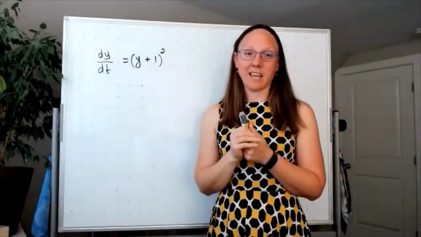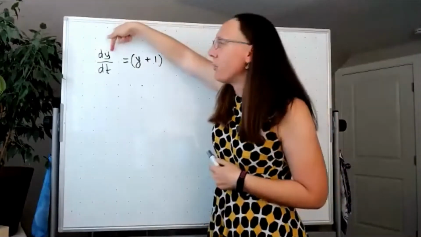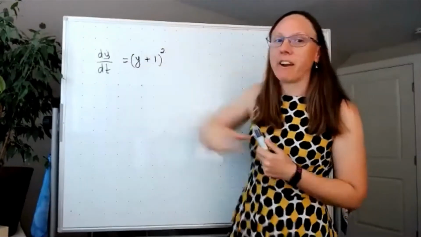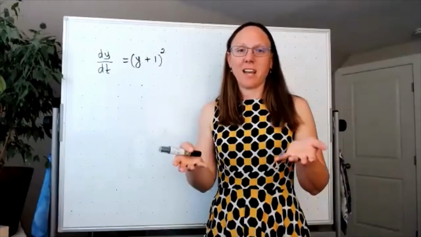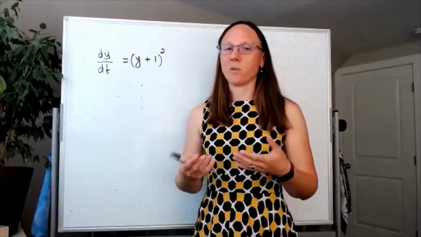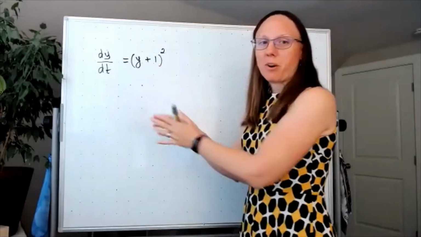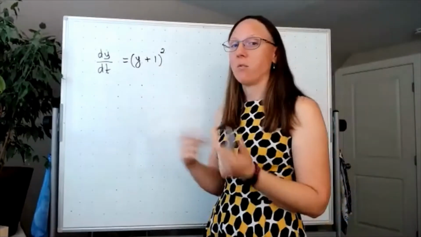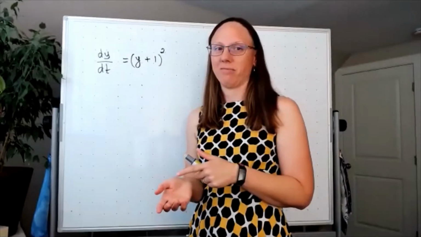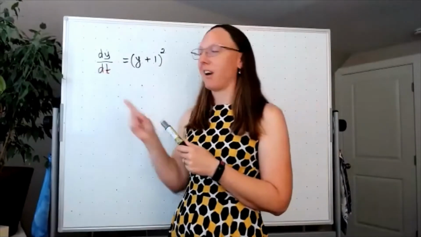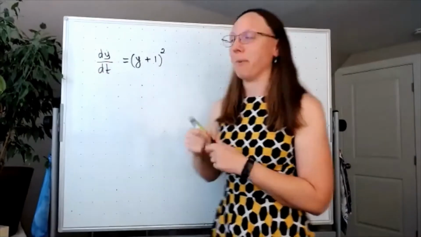Okay, so I'm looking at this thing and I walk up to it and I say, hey, it's autonomous, because that variable that's in the numerator is the only variable that appears over here. Since it's autonomous, I know that it's also separable. But to separate it, I have to remember that I don't get a choice of which side of the equation the y's end up on and which side the t's end up on. And that's because my first step here is going to be to multiply both sides by dt to get it out of the denominator.